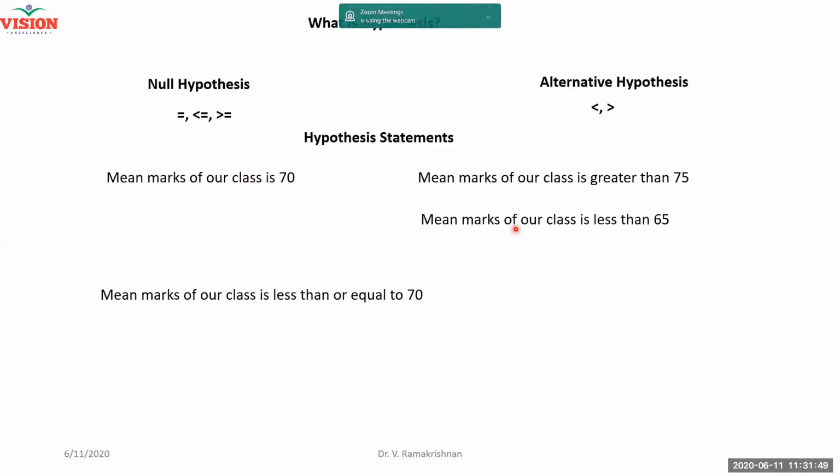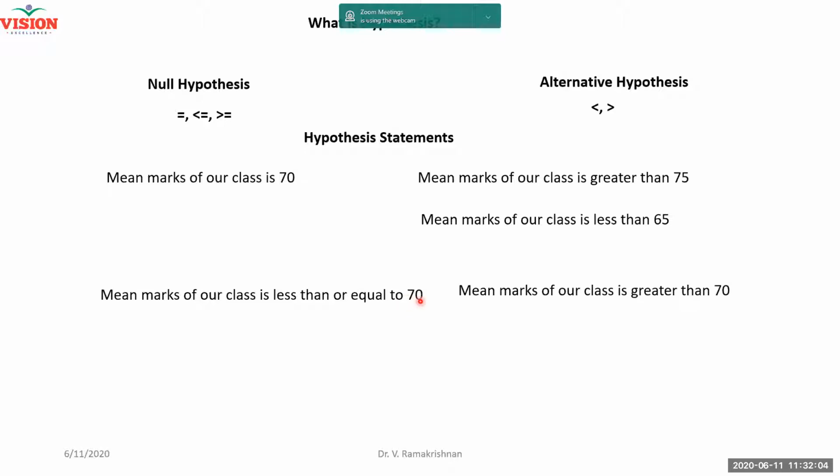Is correct or is correct? Mean marks of a class is less than or equal to 70. So you want to play safe now. As a teacher, now you want to play safe. My class average will be 70 or a little less than 70. That's all. Less than or equal to 70.